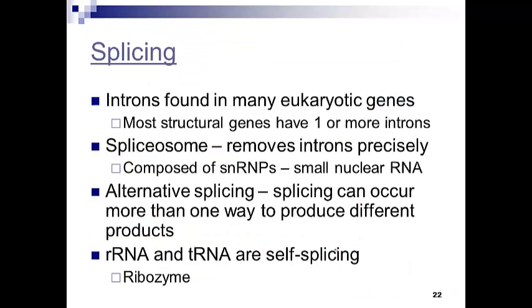So how does splicing work? Introns are found, as we said, in many eukaryotic genes. Many of them have more than one intron, which means that we can have greater diversity in our coding region. The name of the protein complex that carries this out is called the spliceosome. The spliceosome is going to precisely remove an intron when appropriate. The spliceosome is made of proteins and also small nuclear RNAs, which help carry out the catalytic reactions of splicing.